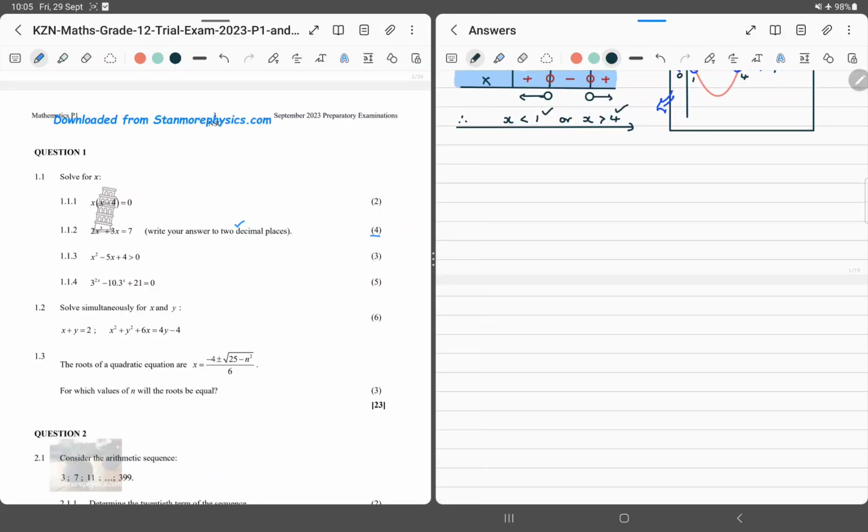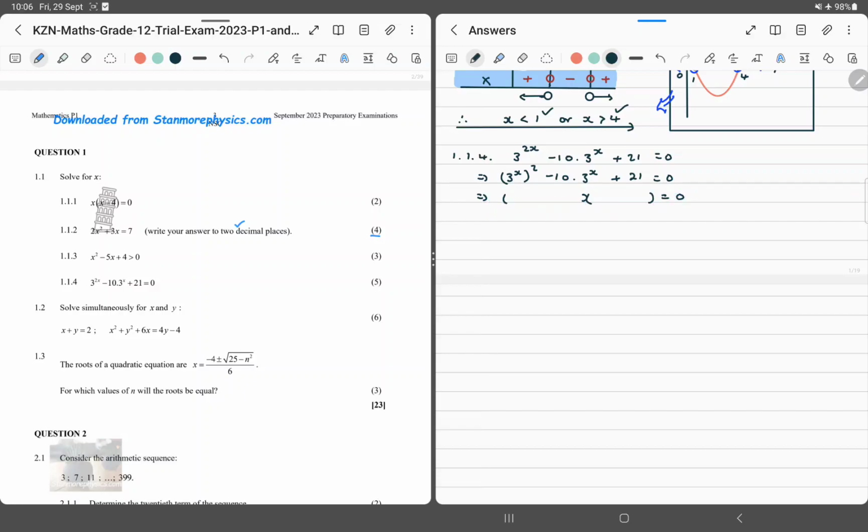Let's move on. So we've got 1.1.4. So I've got 3 to the exponent 2x minus 10 times 3 to the exponent x plus 21 is equal to 0. This implies that we've got 3 to the exponent x all squared minus 10 times 3 to the exponent x plus 21 equal to 0. Then we can factorize this thing.